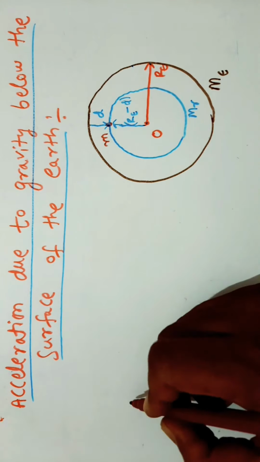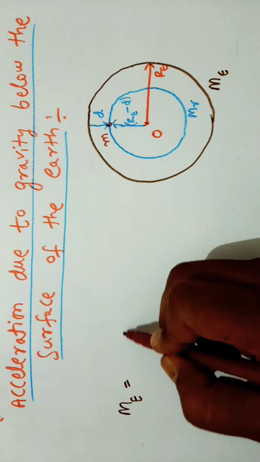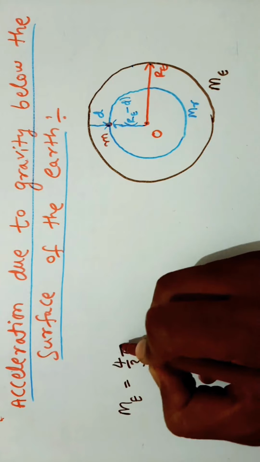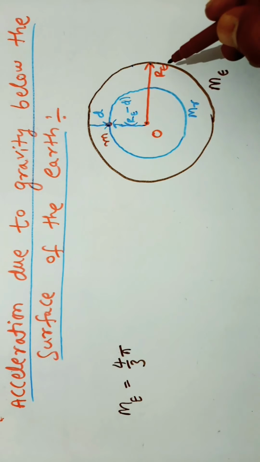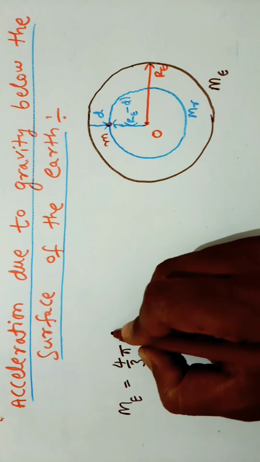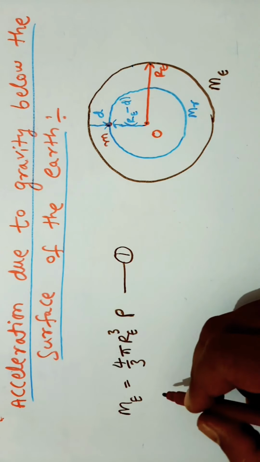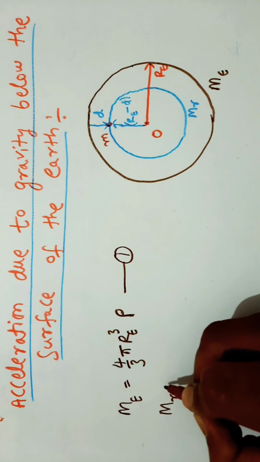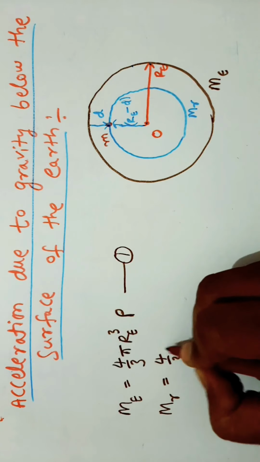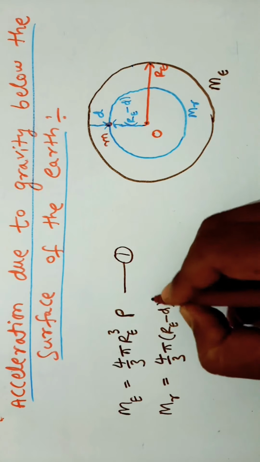We know mass of the earth ME is equal to, how can we write? Volume into density. Volume of the sphere is how much? That is 4 by 3 pi r cube. So here it is a sphere, here it is the earth. So the radius of earth is RE, so ME is 4 by 3 pi RE cube into rho. Let us take this as equation 1. So what about the mass of the sphere? That is volume into density. Here volume is 4 by 3 pi, radius of the sphere is RE minus D whole cube, into rho. This is equation 2.